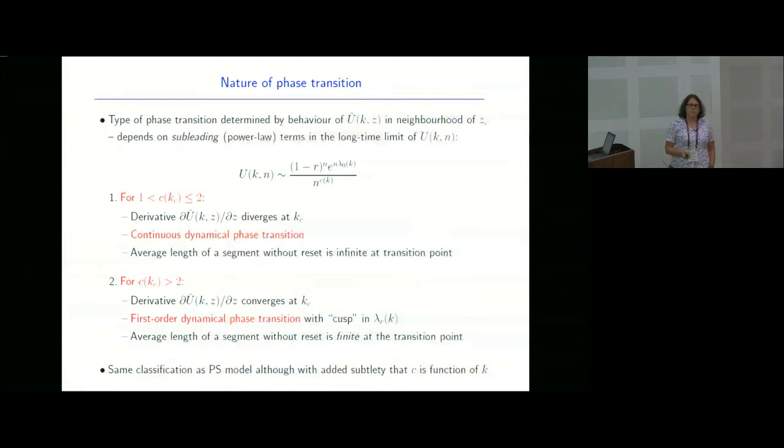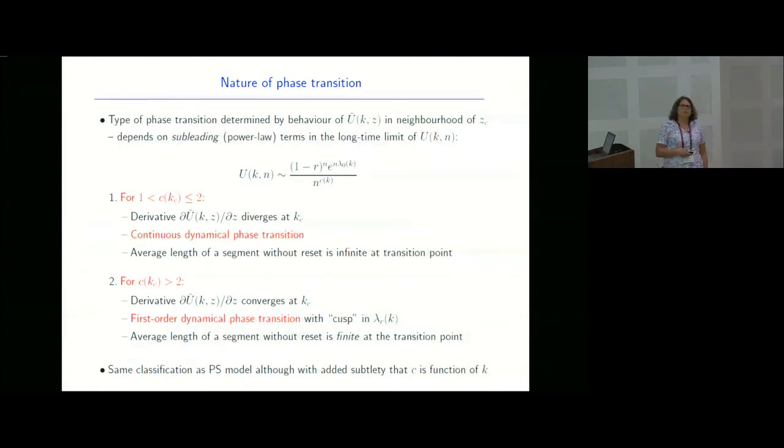And this is exactly the same classification as in this old model of DNA, except with the added subtlety that in our model, this C here depends on K. So in the PS model, C is a constant, because the probability for the binding has the temperature in, not the probability for the unbinding. So we have a K dependence here, which means that the nature and the type of the phase transition depend on the reset probability in general.